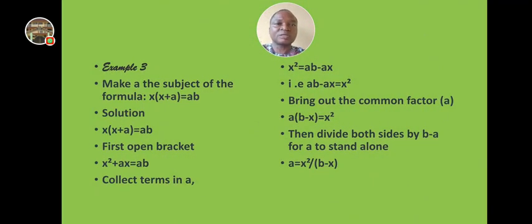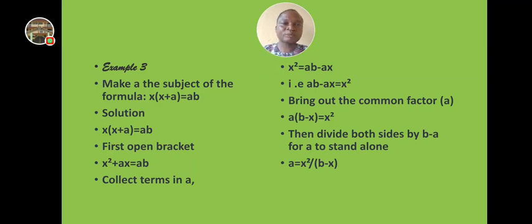Let's take example 3. Example 3 says, make a the subject of the formula: x in bracket x plus a, close bracket, equal to ab. We are making a the subject of the formula. Here we have a question that has brackets. As usual, if there is any bracket in the question, the first thing you do is to open your bracket. So let's do that. Opening your bracket means x times x gives you x squared plus x times a, which is ax, equal to ab.